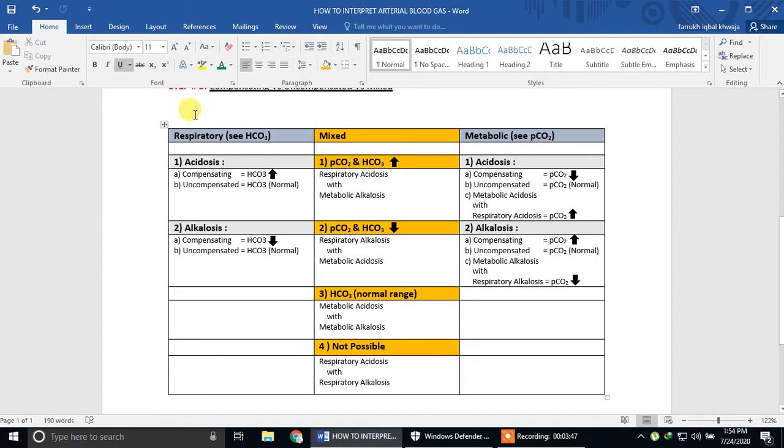If you have successfully diagnosed from the first two steps that the problem is respiratory acidosis, then you have to see the bicarbonate. In respiratory problems you see the bicarbonate, and in metabolic problems you see the partial pressure of carbon dioxide. So in respiratory acidosis, you see the bicarbonate. If the bicarbonate is increasing, it is compensated. If it is normal, it is uncompensated. Simple as that.